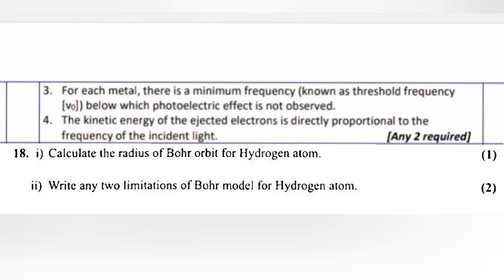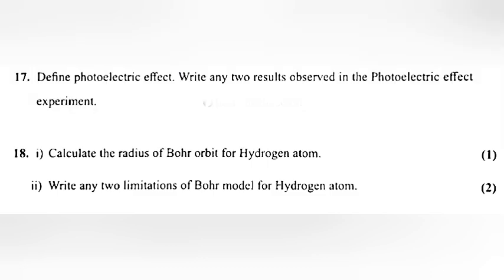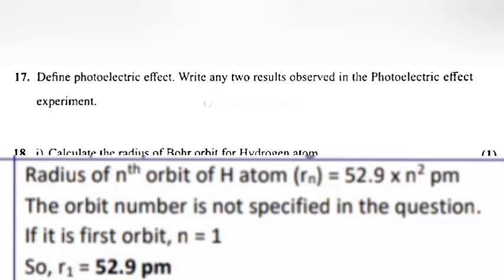Write any two. 18. 1. Calculate the radius of Bohr orbit for hydrogen atom. Answer: radius of nth orbit of hydrogen atom equals 52.9 × n² pm. The orbit number is not specified in the question. If it is the first orbit, n is equal to 1, so r1 is equal to 52.9 pm.